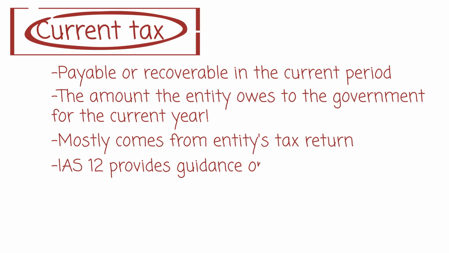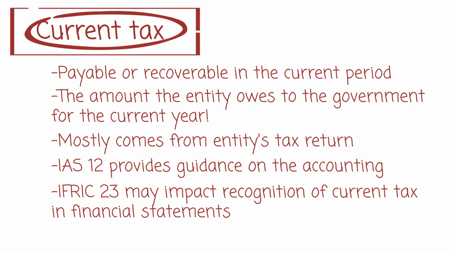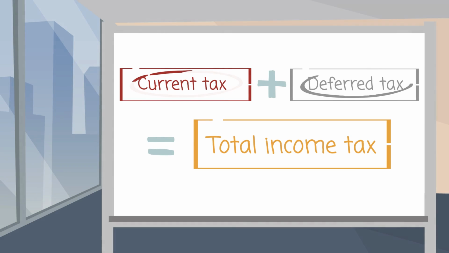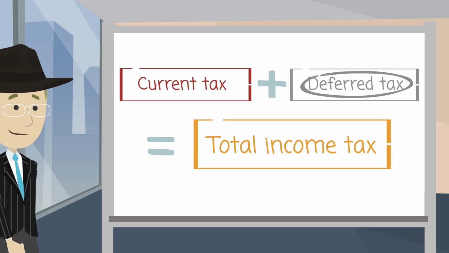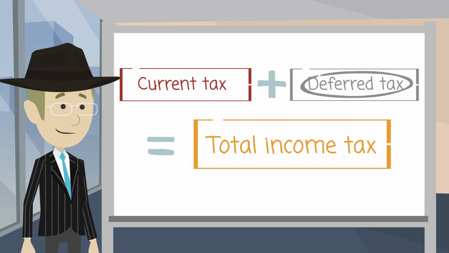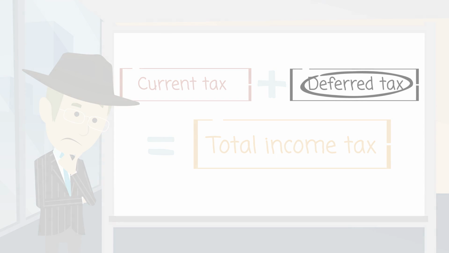But IAS 12 does provide a few paragraphs of guidance in the accounting for current tax. In addition, IFRIC 23, which focuses on uncertainty in income taxes, may also impact the recognition of current tax in the financial statements. You learned about the accounting for current tax and uncertainty in income taxes in Part 1 of IAS 12 Income Taxes. Deferred tax refers to income taxes that are payable or recoverable in respect of future periods.